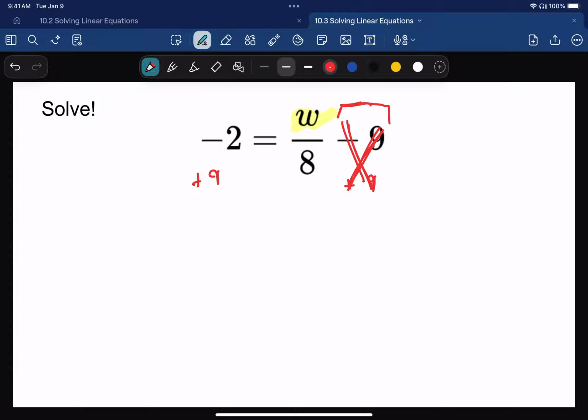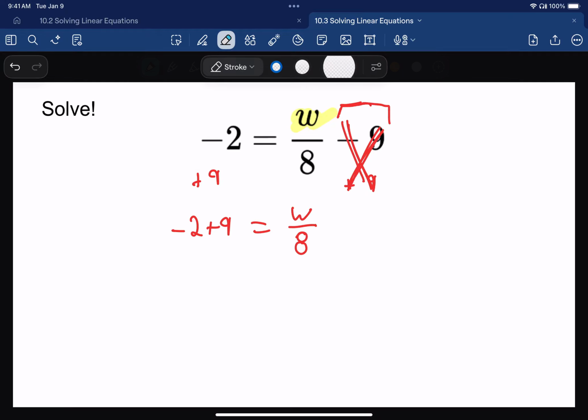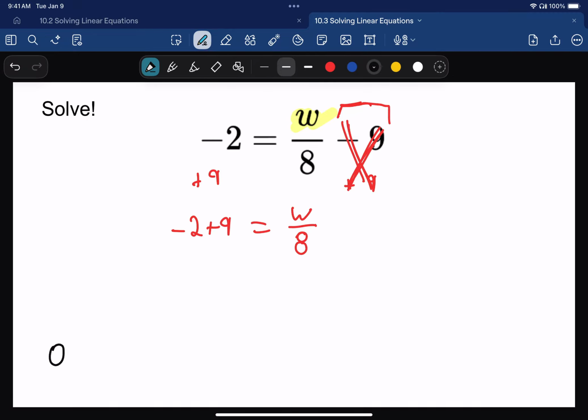Okay, so now we're left with negative 2 plus 9 equals w over 8. Negative 2 plus 9. I always like to sketch out number lines because these negatives can be confusing. So let's sketch this out, maybe down here at the bottom. Here is our number line.